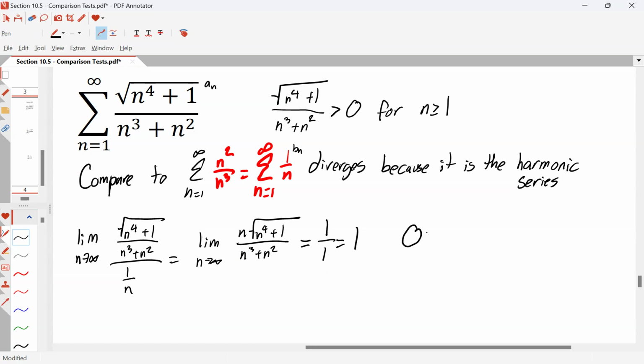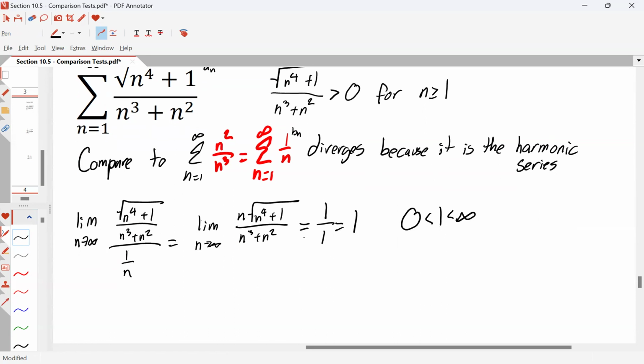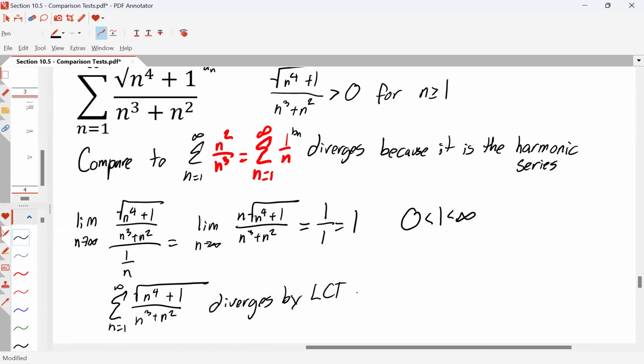So the limit is 1, and 1 is positive and finite, which means the series we're looking at, the square root of n to the fourth plus 1 all over n cubed plus n squared, does the same thing as the harmonic series. This means that the series n equals 1 to infinity of the square root of n to the fourth plus 1 all over n cubed plus n squared diverges by the limit comparison test, since the harmonic series, n equals 1 to infinity of 1 over n, diverges.